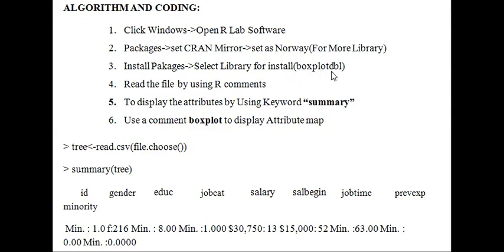Then we have to install the package and select the library for installing, to make a box plot diagram appear for the given data. Then we can read the file from our command. Then we have to display the attributes by using the keyword summary, and use the command box plot, which we have to install from the package, and it will be used to display the attributes of the data.